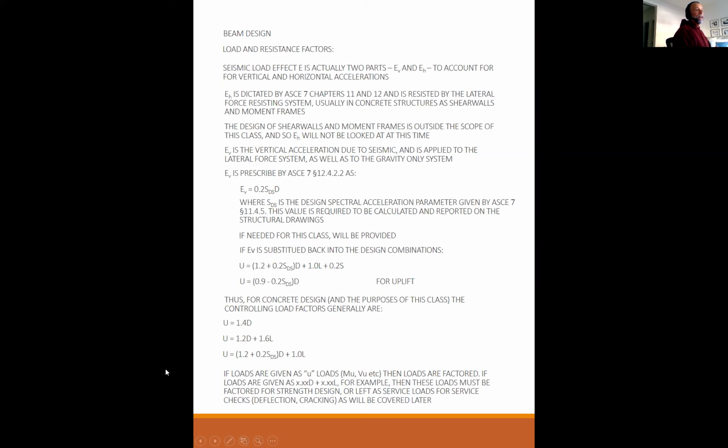If the loads are given as U loads, MU, VU, etc., then the loads are factored. If loads are given as something D plus something L, for example, then these loads must be factored for strength design or left as service loads for service checks, deflection, cracking, as will be covered later.